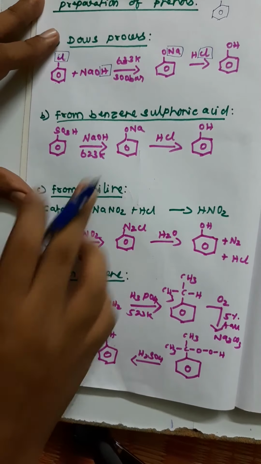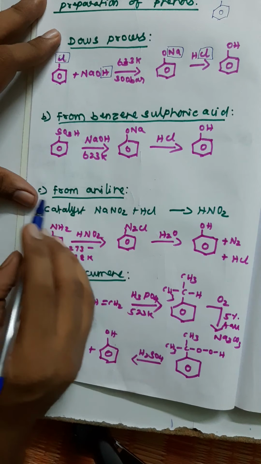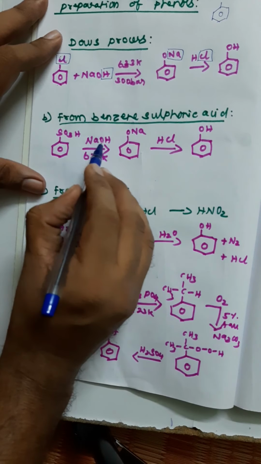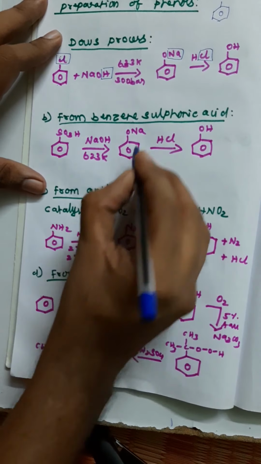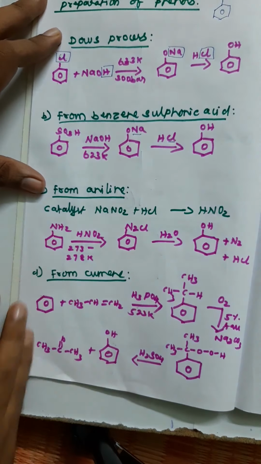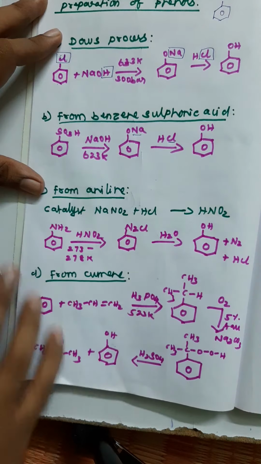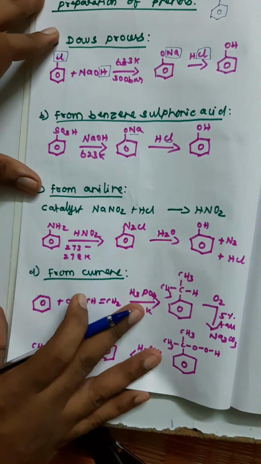Next, from benzene sulfonic acid. This is benzene sulfonic acid. When it reacts with sodium hydroxide, it forms sodium phenoxide. After that, when it reacts with HCl, same thing, NaCl is removed, and we are getting phenol.